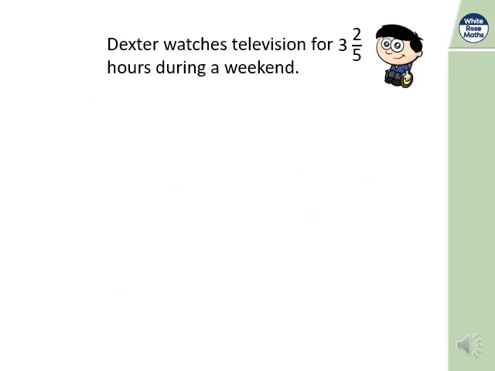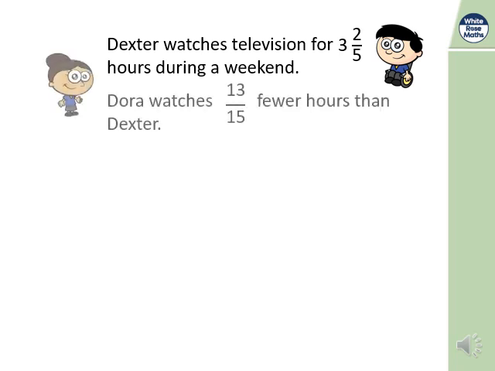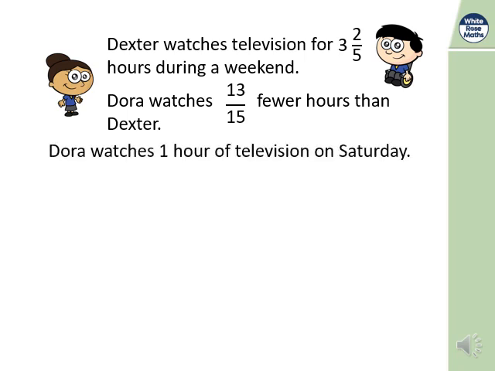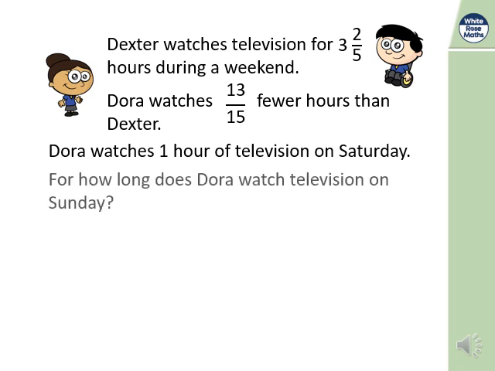Let's look at this one together now. And this one says, Dexter watches television for 3 2/5 hours during a weekend. Dora watches 13/15 fewer hours than Dexter. Dora watches 1 hour of television on Saturday. For how long does Dora watch television on Sunday?